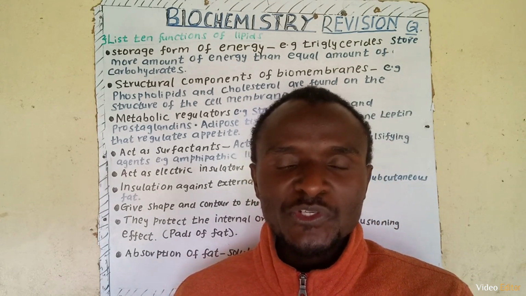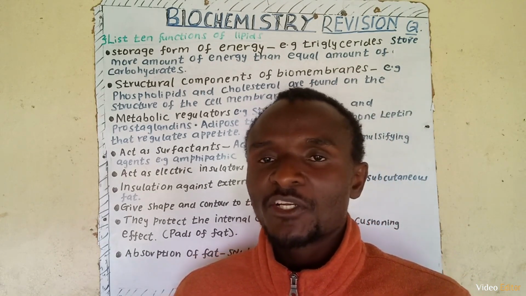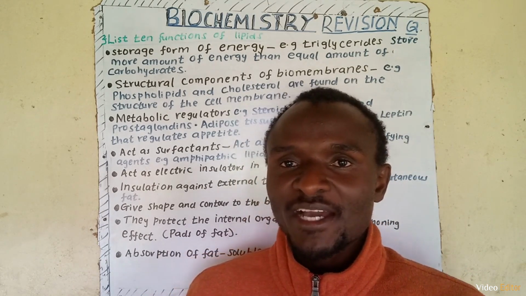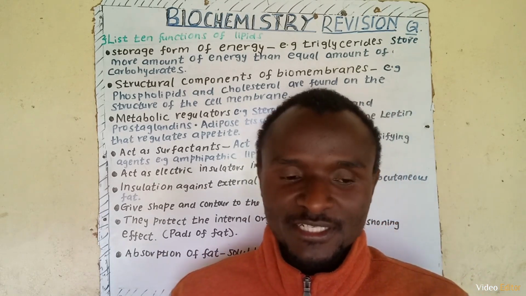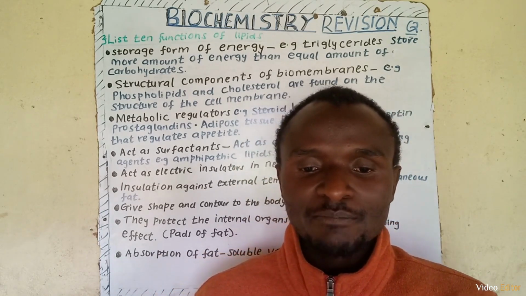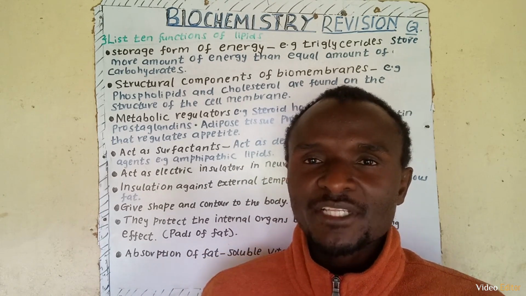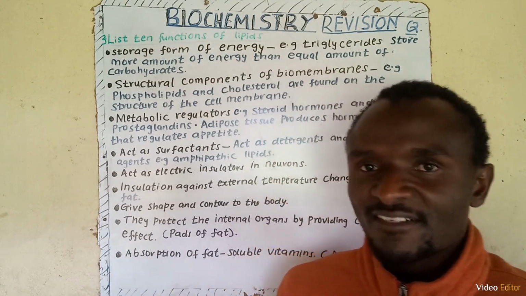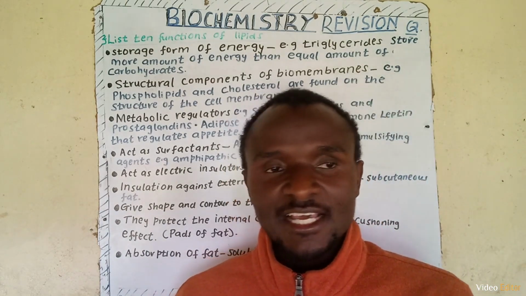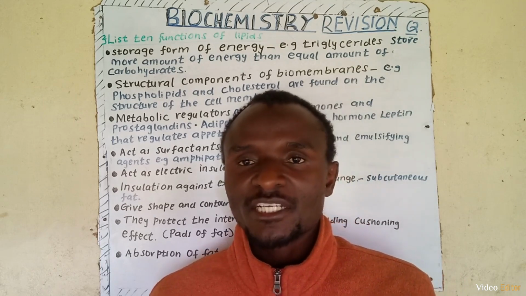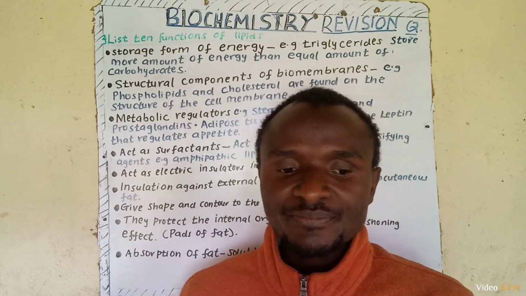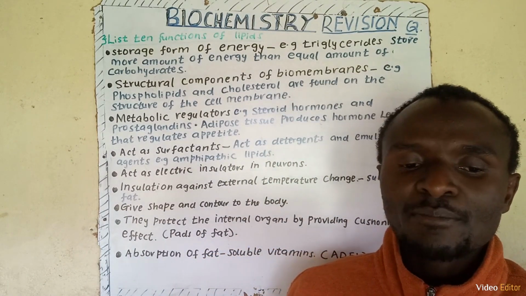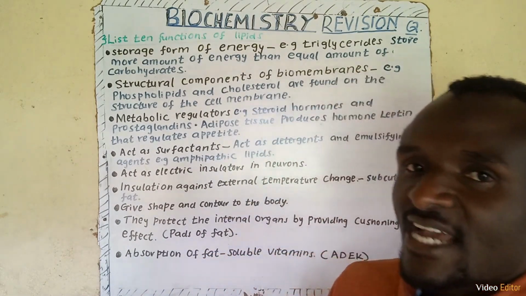Then you also need to remember that fats normally give shape and contour to the body. Without fats, we could not be having these particular specific shapes of our bodies. So they give shape and contour to the body. Then another point that you need to recall is fats that are deposited under vital organs such as human heart. They provide protection against shock. Then lipids also aid in absorption of fat soluble vitamins, that is A, D, E and K.